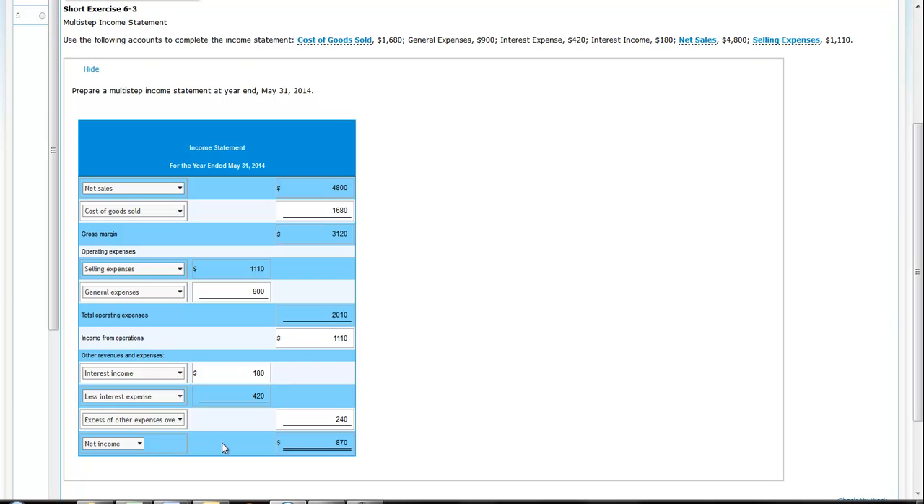So if you were to look back at the previous example, SE2, we have exactly the same net income and exactly the same figures, only this time we're putting it into the multi-step income statement, where in step 1 we calculate our gross margin, and then in step 2 we calculate our income from operations, and then in step 3 we calculate our other revenues and expenses, and then in the final step 4 we calculate our net income.